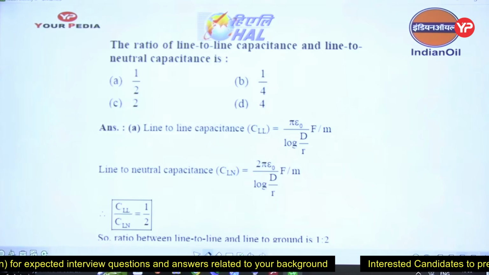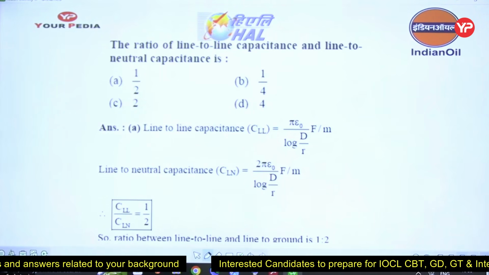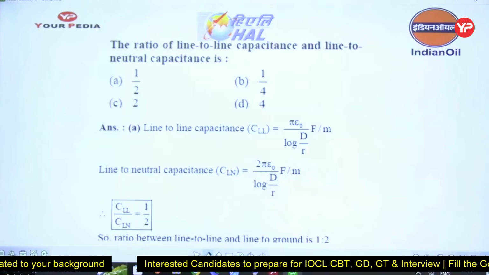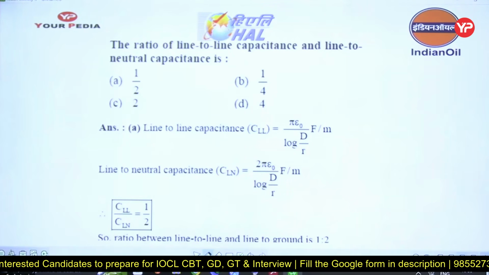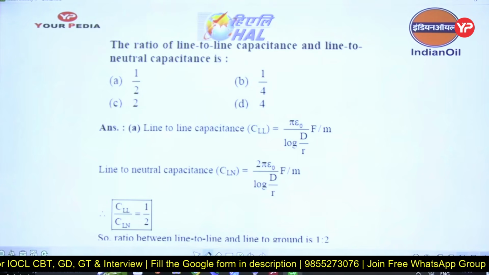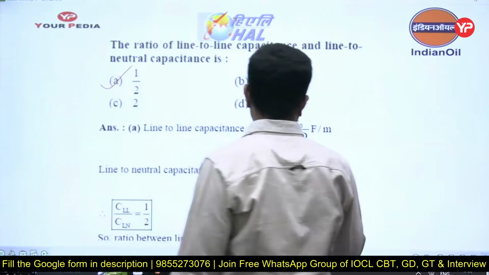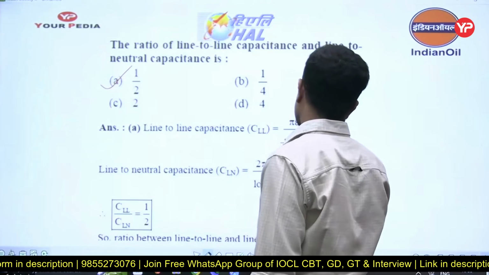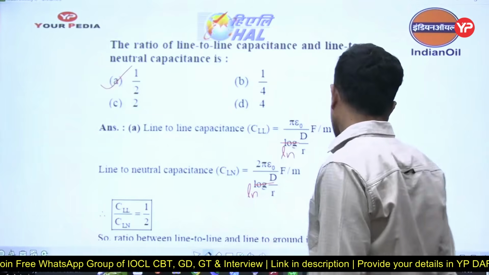What is it saying? The ratio of line to line capacitance and line to neutral capacitance. Line to line capacitance is half that of line to neutral capacitance. Answer should be 1 by 2, option A. Since this is a direct formula, this is not log, this is ln.